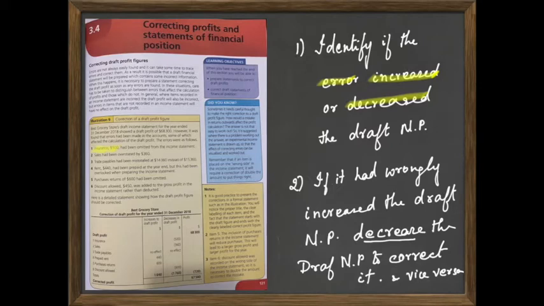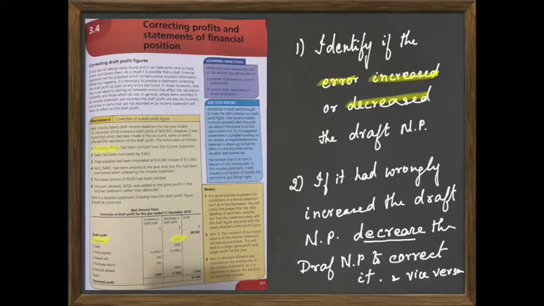Obviously, the draft net profit is showing an increase because one expense is not recorded. So this draft net profit has to be brought down if you want to correct the mistake and you want to find out the correct net profit. This draft net profit has to be decreased by 500. So if you look at the statement of correction of profit, which is down, you will see insurance is put in the decrease in draft.